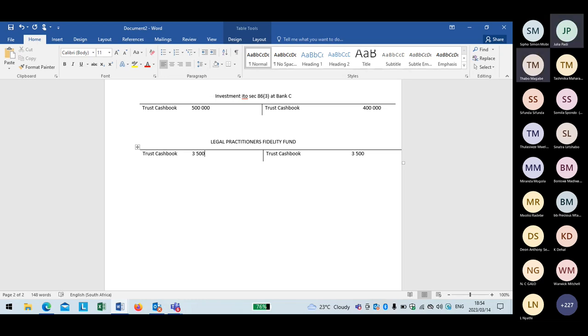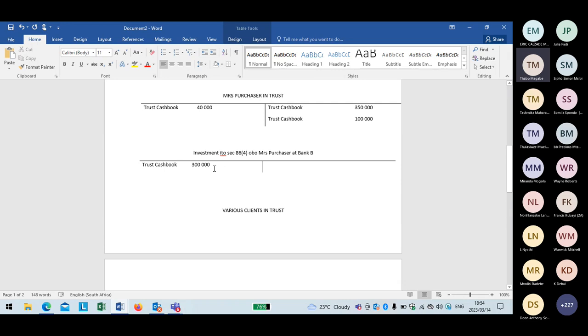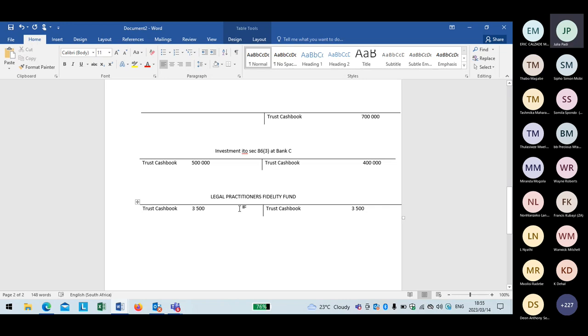Prof, I just want to ask something. When it comes to the investment, when you withdraw the 400,000, do we only withdraw the 400,000, or do we also include the interest on that ledger account? Yes, but let us deal with the interest in the trust cash book. Although if you decide to deal with the interest also in the investment accounts, we cannot penalize you because we know it is permissible, just like we did last night. Do you remember last night we first debited interest in the investment account and then later withdrew the capital plus the interest? Yes.